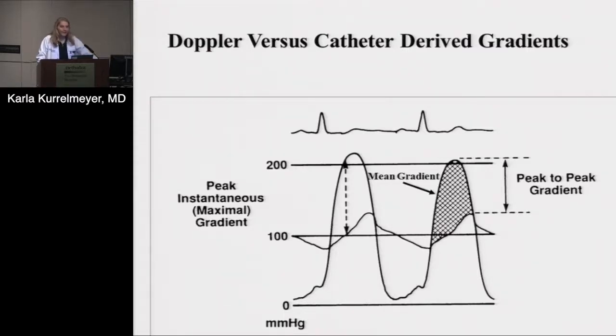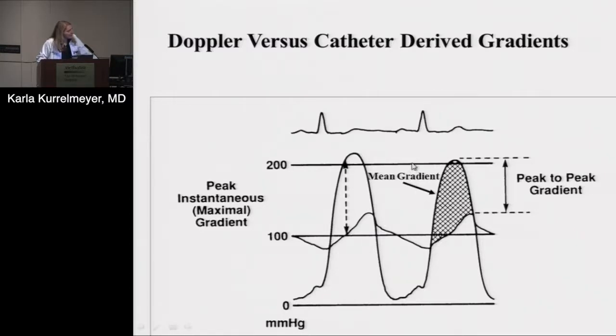Now, this is just showing you the difference between velocity measurements, which get changed to pressure using the modified Bernoulli equation by Doppler, compared to direct pressure measurements in the cath lab made with fluid-filled manometers. And basically, what you're seeing here is here's your aortic valve tracing, and here's your LV tracing. So this is a two-pressure transducer system. Your mean gradient then is the difference.